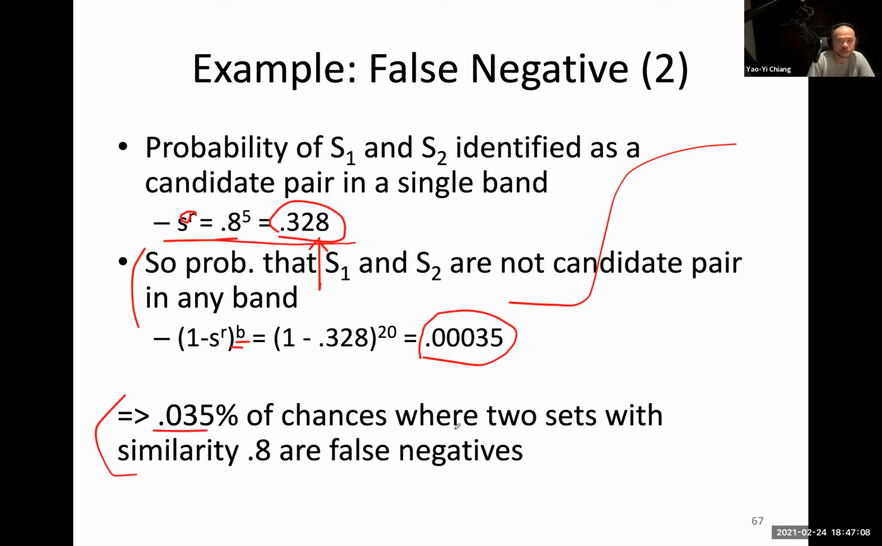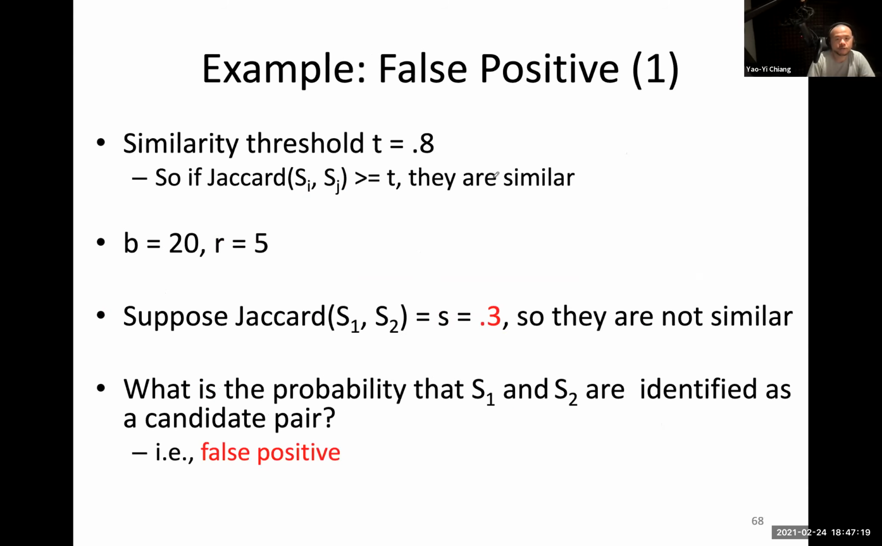There is a 0.35% chance that two sets with similarity 0.8 are false negatives, which is pretty good. It's a very, very small chance. When we look at false positives, let's say again your similarity threshold is 80%, with the same B and R, and you have two documents whose Jaccard similarity is 0.3. We do not want them to be a candidate, right? So what's the probability of them becoming a candidate as a false positive?